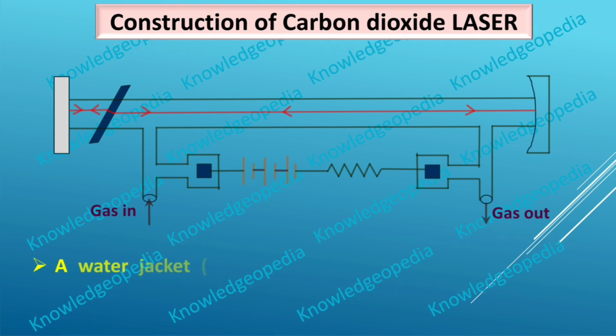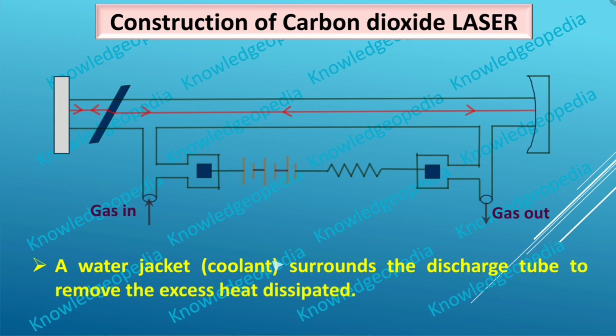Coming to the next component, it is a water jacket which behaves as a coolant, and this water jacket surrounds the discharge tube to remove the excess heat dissipated. So where is this heat coming from? When the gas electrons are moving, we will see later that scatterings occur over here, and because of those scatterings heat is generated inside this tube. This water jacket surrounds the discharge tube, and its role is to cool down the discharge tube.